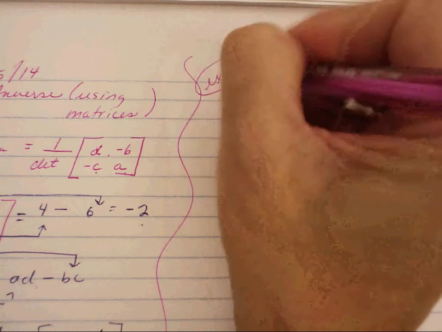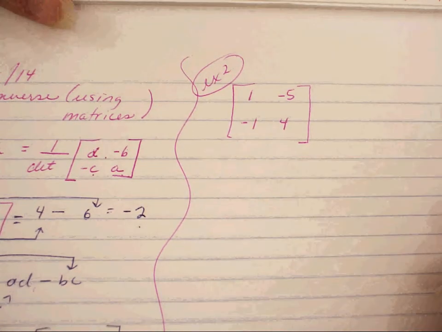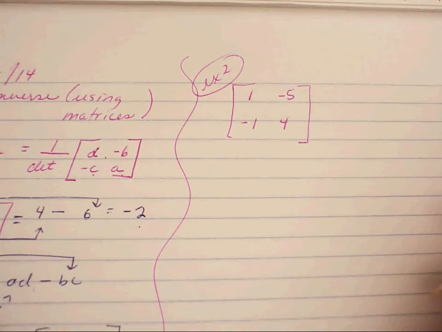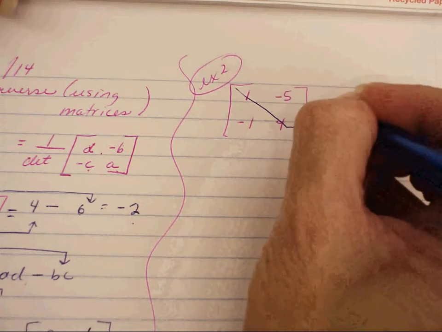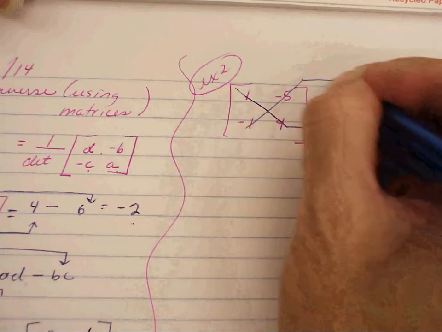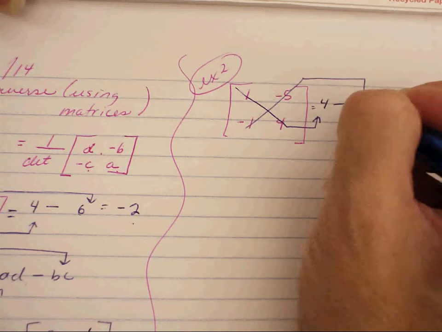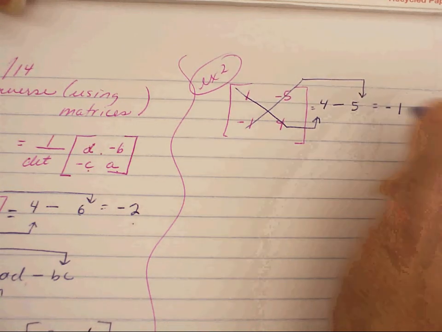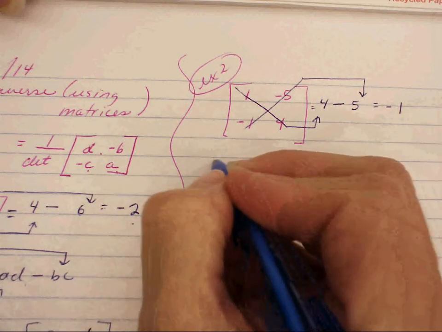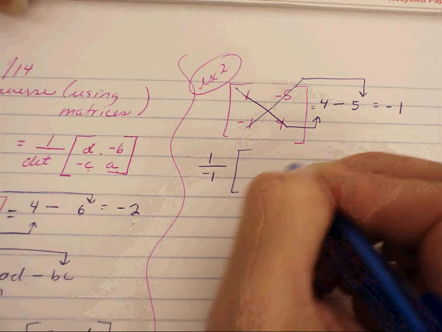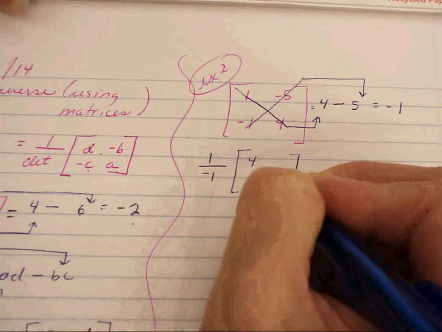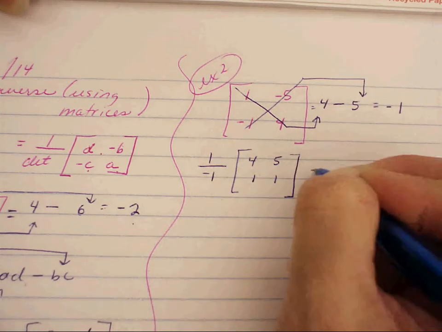All right, if I give you this matrix, 1, -5, -1, 4, and I ask you to please find the inverse, what is the first thing you now know you have to do? Right, find the determinant. So, to find the determinant, I'm going to do 1 times 4 is 4, minus -1 times -5 is +5. So my determinant should be -1.